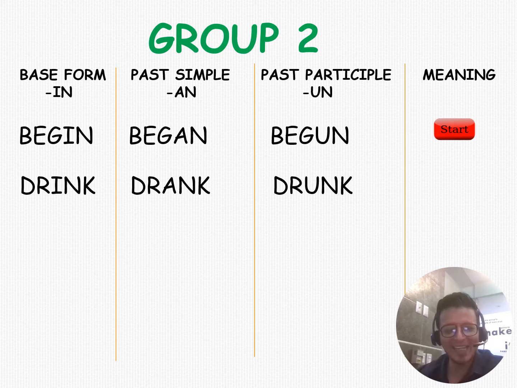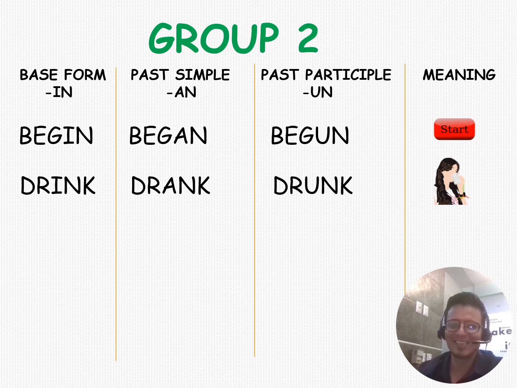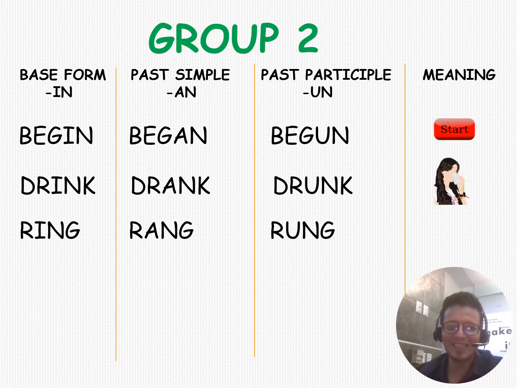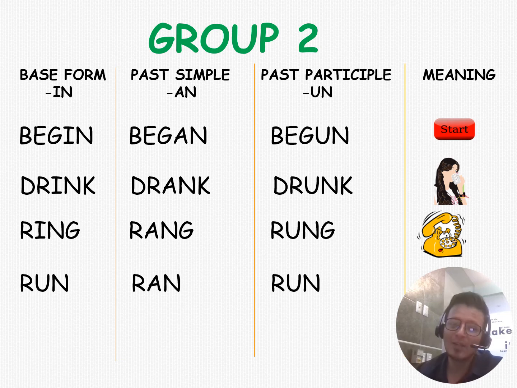And then drink, drank, drunk. Ring, rang, rung. Run, ran, run. You may notice that in its base form, it's not an I, but the past and participle follow that pattern, the A and the U. So you're going to see some of those that fit the idea, not necessarily the same, but you can use them as part of the group.